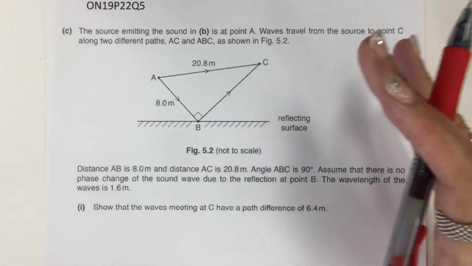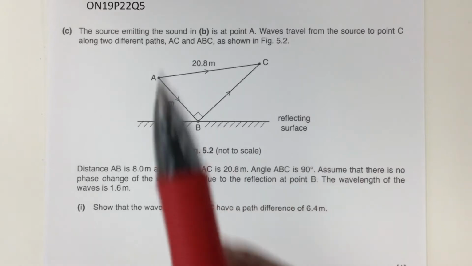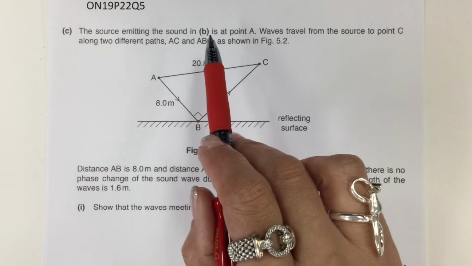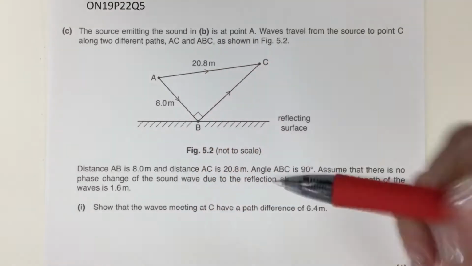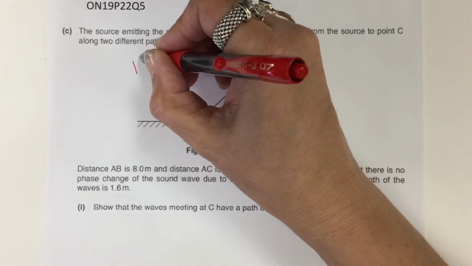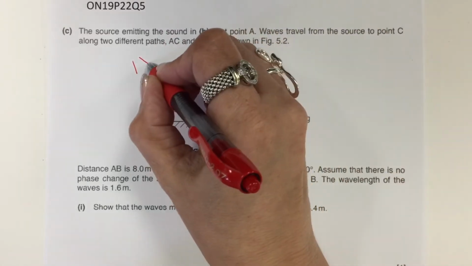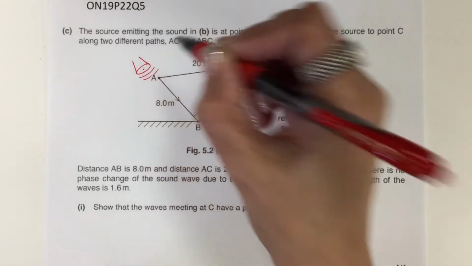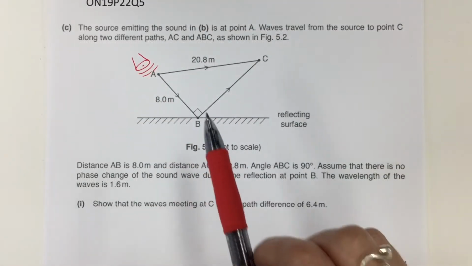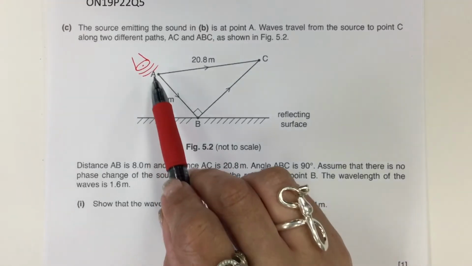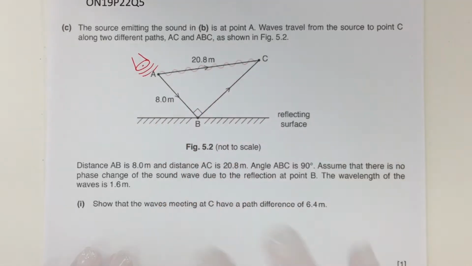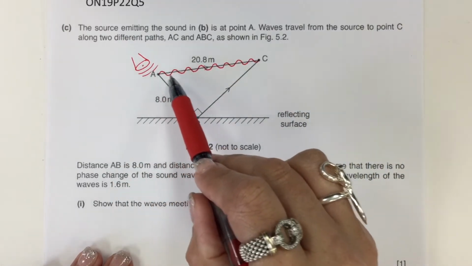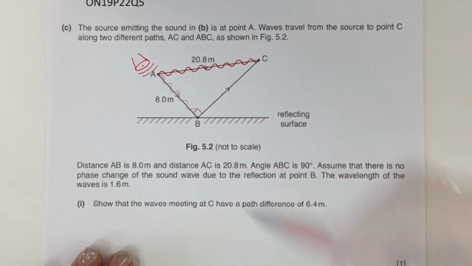Let me try to dissect this question and start with the source emitting the sound in B is at point A. So let's assume that there is a sound source, like a speaker, right here, emitting a sound. Then this sound wave is going to have 2 paths. One is going straight to C. To illustrate, that's the idea. So this sound is going to travel as a wave from A to C.